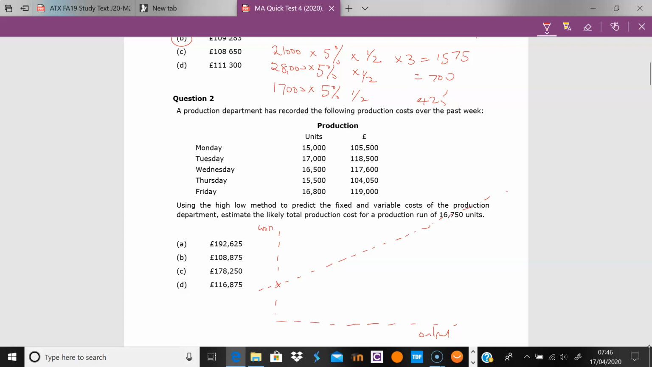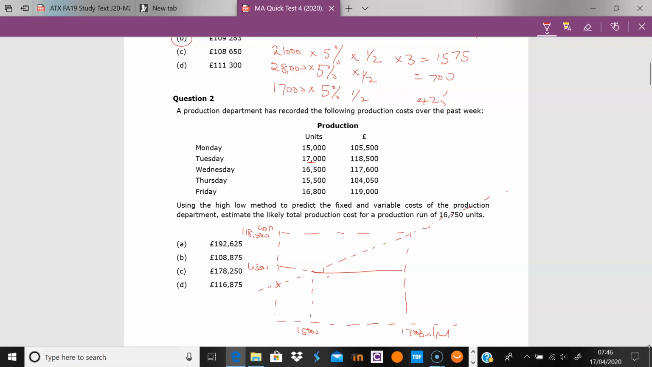So the high-low method says, if I try and get a straight line through and I look at what's going on here, take your lowest output, which is 15,000 units, and take your highest output, which is 17,000. If I know what the costs are at these points, here it's 105,500 and here it's 118,500, I can find out what the variable cost is per unit. I can find out that every time I move a unit, how much the cost goes up by. That's what I'm ultimately trying to find out.